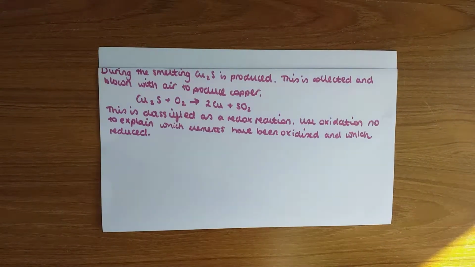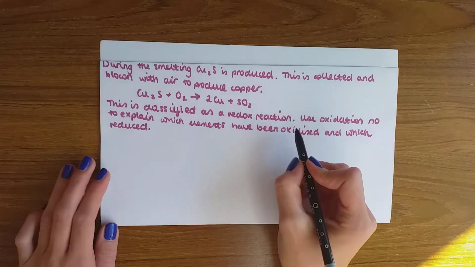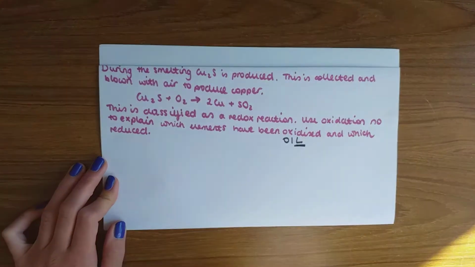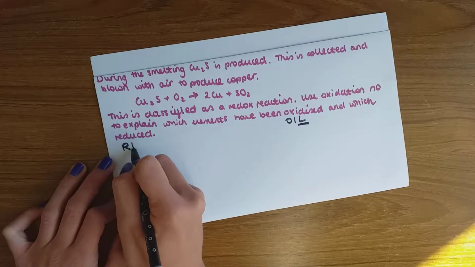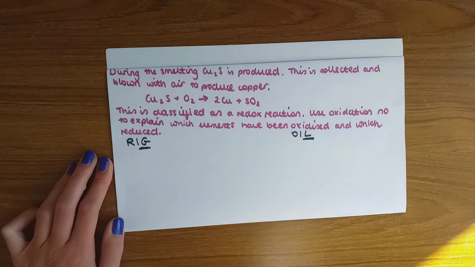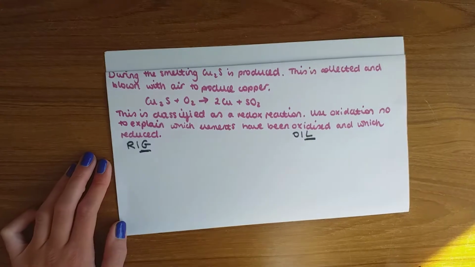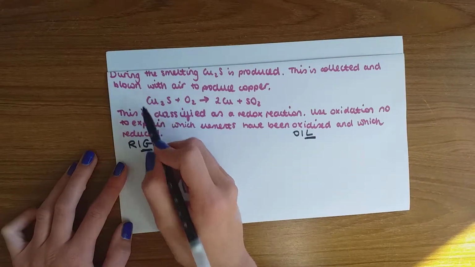So to get started, oxidation, so the ions have been oxidized, means they lost electrons, and the ones which have been reduced, they gained electrons. Reduction is gain, oxidation is loss. So let's have a look at Cu first, copper.